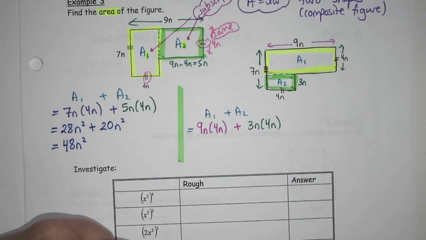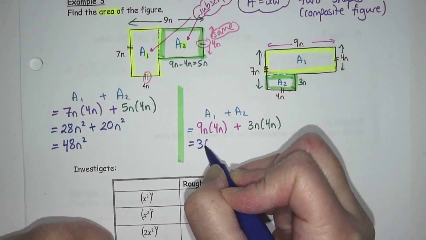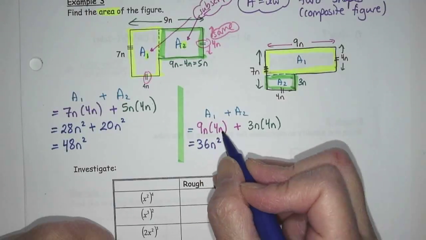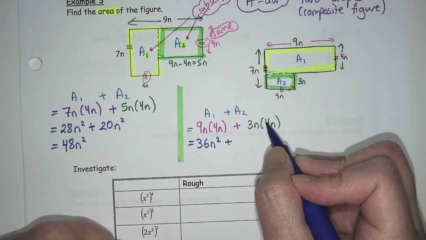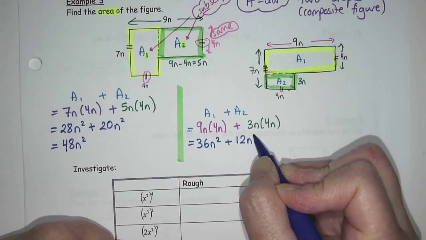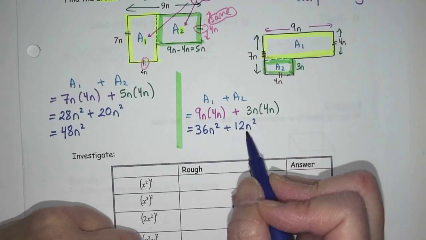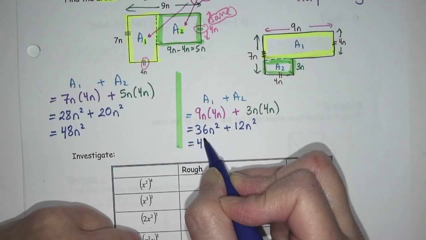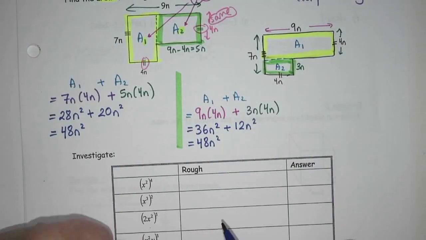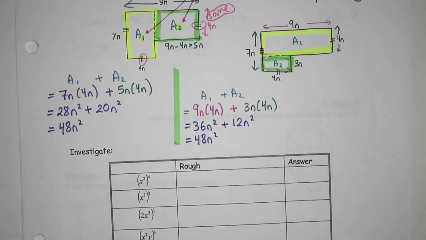So this together would be 36n squared. N times n is n squared. 3 times 4 would be 12n squared. And you have 36n squared and 12. That gets me 48n squared altogether. So that gives me that.